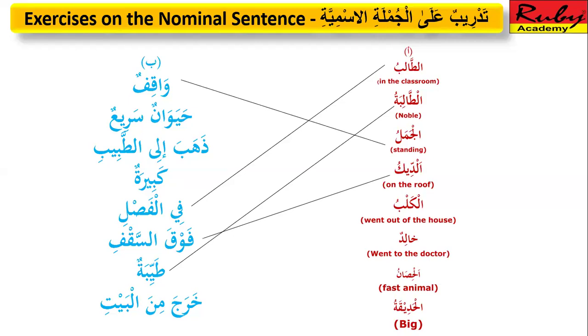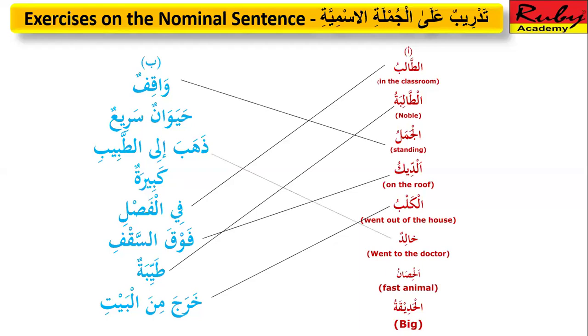Now next, al-kalbu went out of the house. Kharaja minal-bayt. So al-kalbu is definite, so we can call it mubtada, and kharaja min al-bayt is a jumlatul fi'liya because it begins with a verb, and it is khabar. Now next one, Khalidun dhahaba ila at-tabibi, went to the doctor.